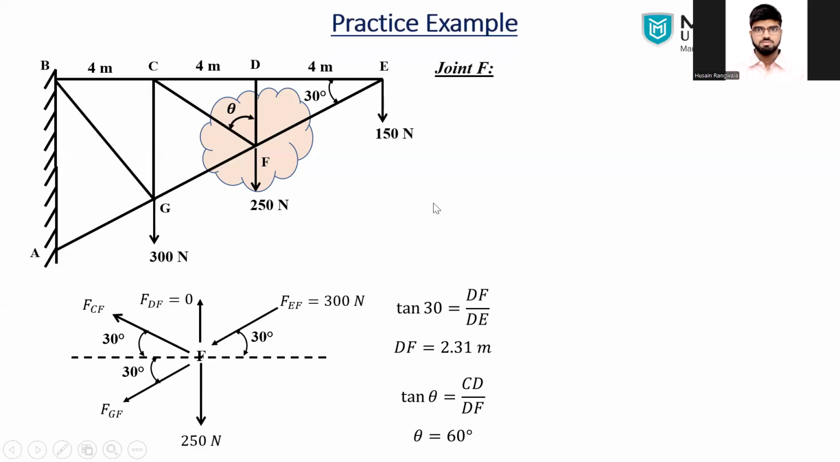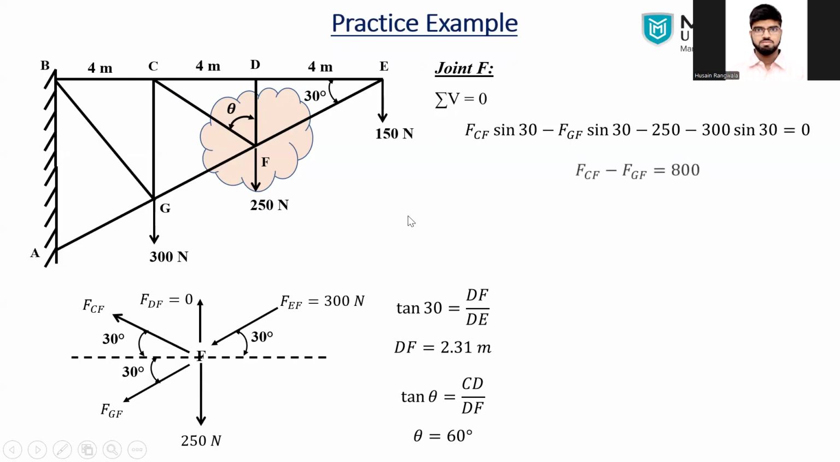Next, we have to write the equilibrium conditions. First, we go for sigma V equal to 0. How many vertical forces are there? One is upward, right? The remaining three are going downward, if you take the components of the inclined forces. So FCF sin 30 minus FEF sin 30 minus FGF sin 30 minus 250 equals 0. FCF is unknown and FGF is unknown, so that becomes a linear equation. If we simplify this equation, it will be FCF minus FGF equal to 800.